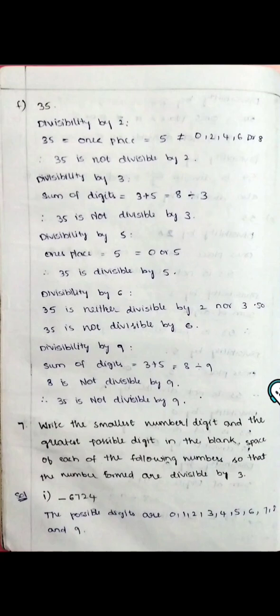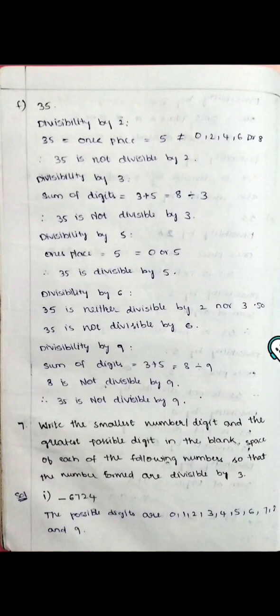Next one is 35. Divisibility by 2. Ones place digit is 5, which is not equal to 0, 2, 4, 6 or 8. So 35 is not divisible by 2. Divisibility by 3: if we add the digits, we get 8, which is not divisible by 3. Divisibility by 5. The number is ending with 0 or 5. It is falling under the condition, so 35 is divisible by 5. Divisibility by 6. 35 is not divisible by 2 and not divisible by 3 as well, so we can directly say that it is not divisible by 6. Divisibility by 9. If we add the digits, we get 8, which is not divisible by 9. So we can say that 35 is not divisible by 9.